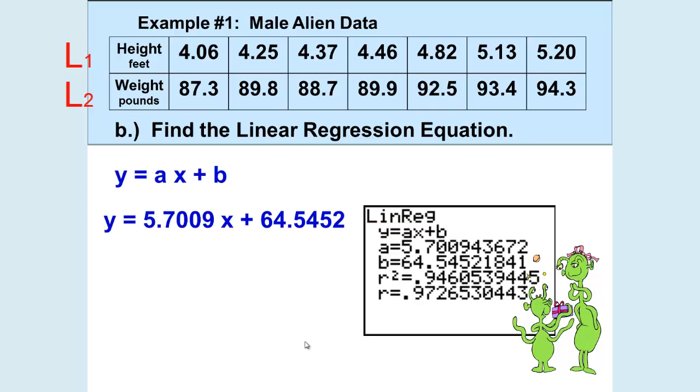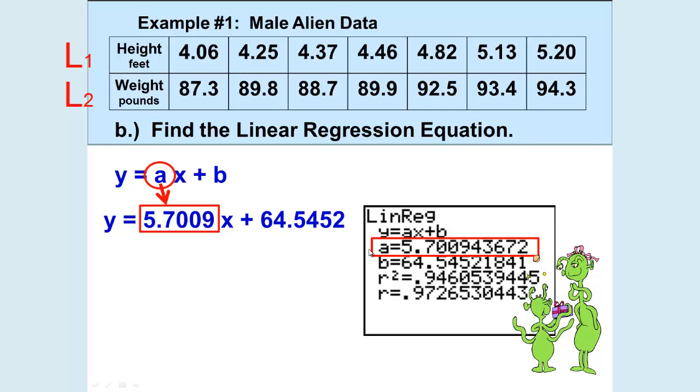So we will write y equals ax plus b, and that gives us y equals 5.7009x plus 64.5452. Mrs. Borlaug rounds to 4 places. Be sure that you follow your teacher's rounding rules for how many places to round this to. Where does the a come from?